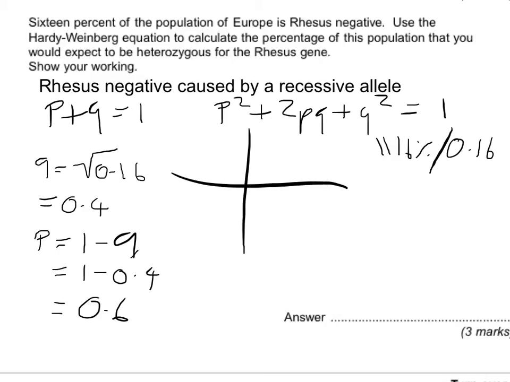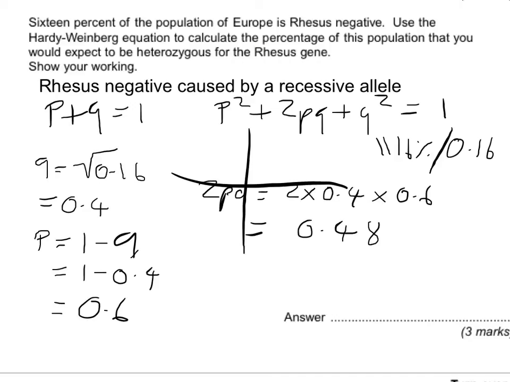We're now going to try and calculate the heterozygotes, which is 2pq. So 2pq equals 2 times 0.4 times 0.6, and that equals 0.48.